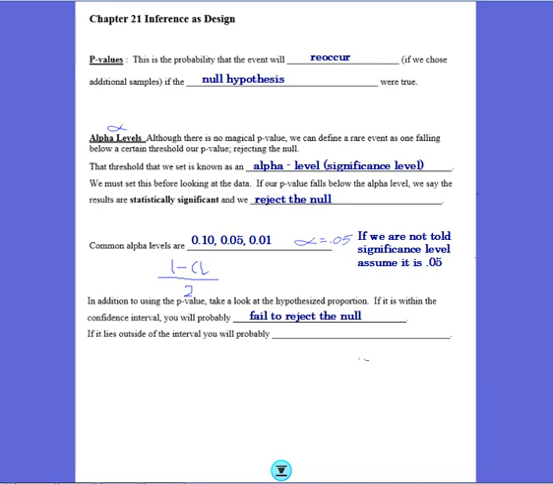We talked a little bit about confidence intervals in Chapter 19. If we have some sort of p-value with the hypothesized proportion and it falls within a confidence interval, we would fail to reject the null. If it falls outside of the confidence interval, we would reject the null. So that's a little bit about alpha levels.